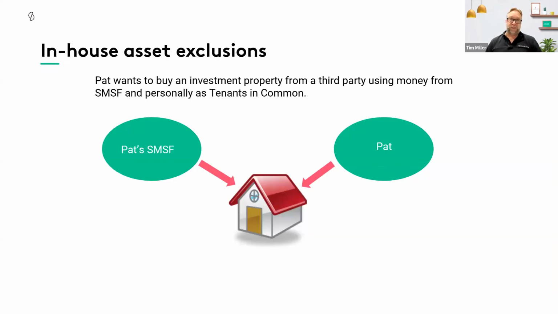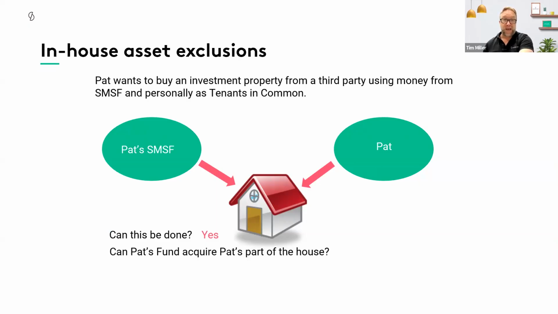If we look at some examples, let's touch on things like tenants in common. So if Pat wants to buy an investment property from a third party using money from the SMSF and personally, can this be done? Yes, it can. We can buy that property. Can Pat's fund acquire Pat's part of the house? No, we can't. Under Section 66, which we'll talk about next month, we can't do that.